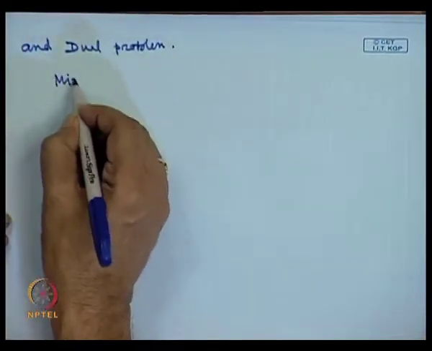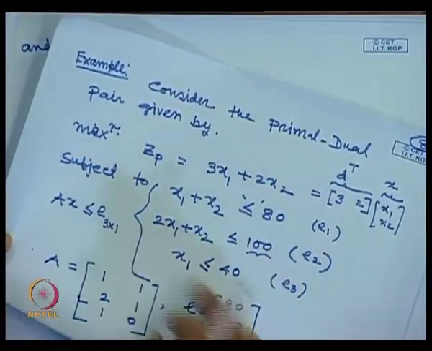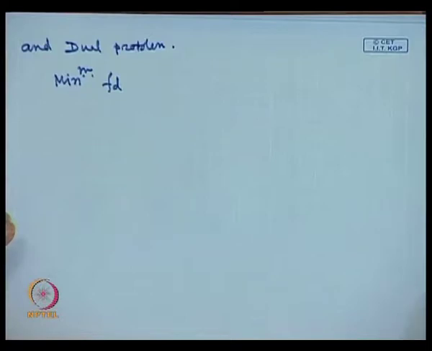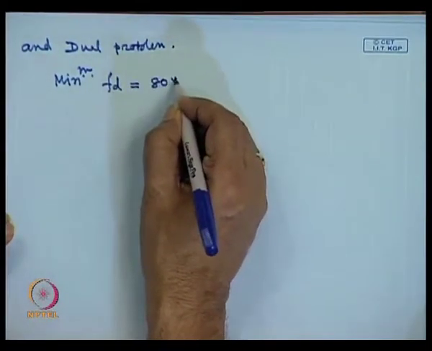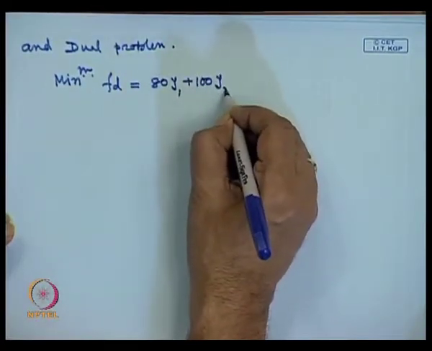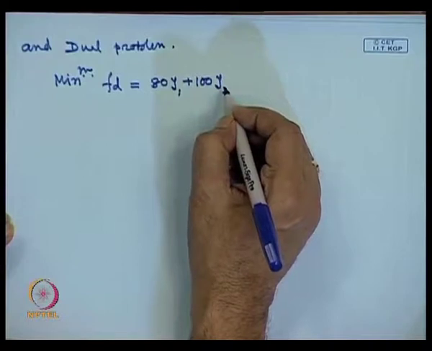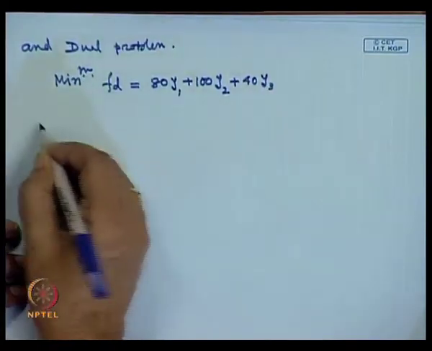minimize f of d. Now, you see what is this? This will come as a coefficient in the dual problem's objective function. So, that is 80 y 1 plus 100 y 2. How many variables will be there in the dual problem? Same as the number of inequalities present in the primal problem, plus 40 into y 3, and subject to.